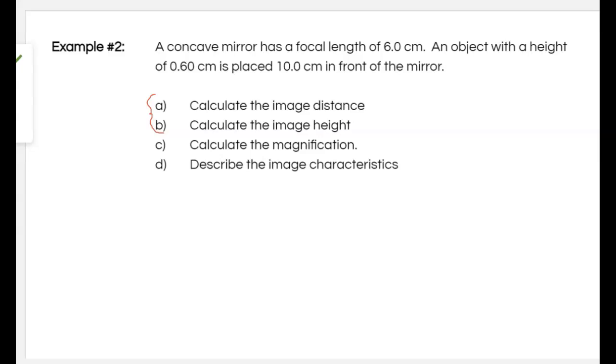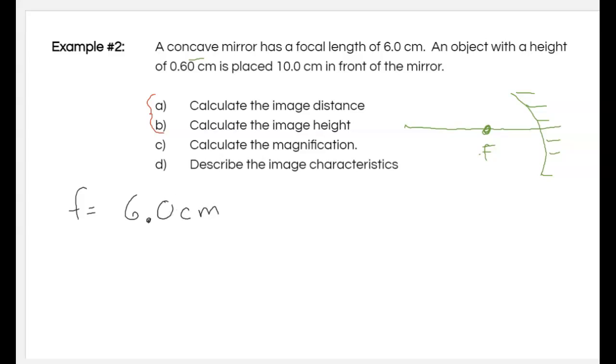Okay, so I'm going to draw myself a little diagram here. It says I have a concave mirror, so I'm going to draw my concave mirror. And it has a focal length of 6 centimeters, so there's my focal length of 6 centimeters. And in fact, I can write that out as a given, right? So that tells me that F is equal to 6 centimeters. And in fact, I know that F is positive 6 centimeters because it's a concave mirror and the focus is in front of the mirror.